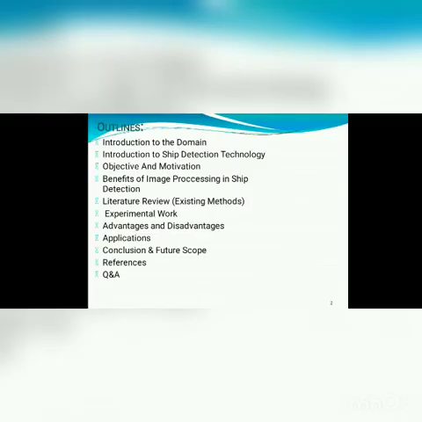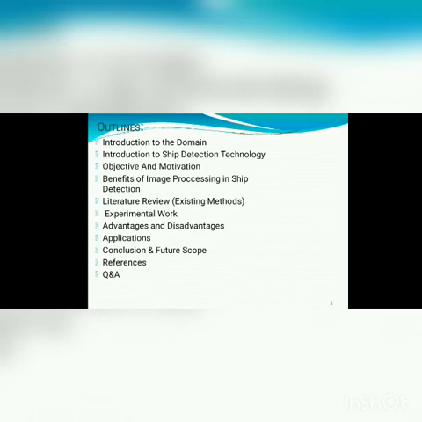My domain is image processing and my topic is A Scale Transfer Convolution Network for Small Ship Detection in SAR Image. This PPT contains an outline of: introduction of the domain, introduction of ship detection technology, objectives, motivation, benefits of image processing in ship detection, literature review that is existing methods, experimental works, advantages and disadvantages, applications of image processing, conclusion and future scope, and some references through which this PPT has been made.